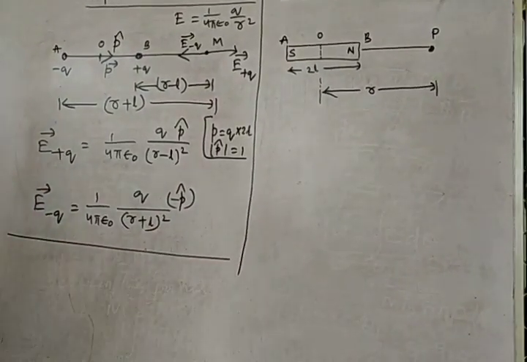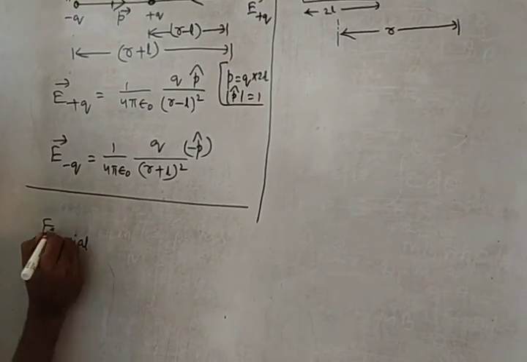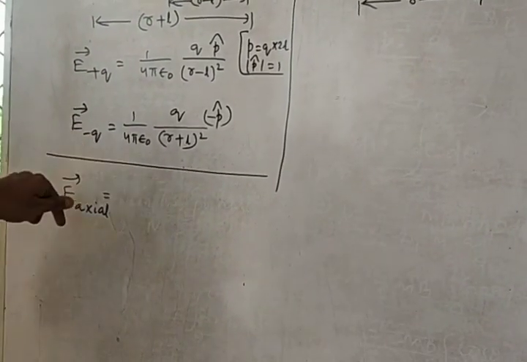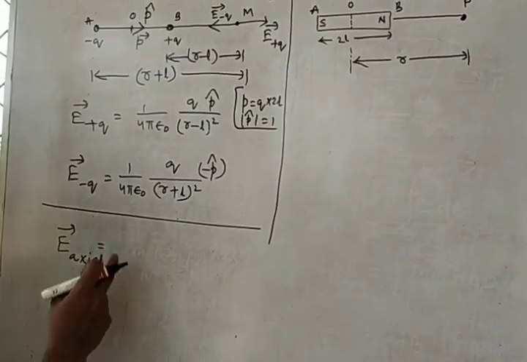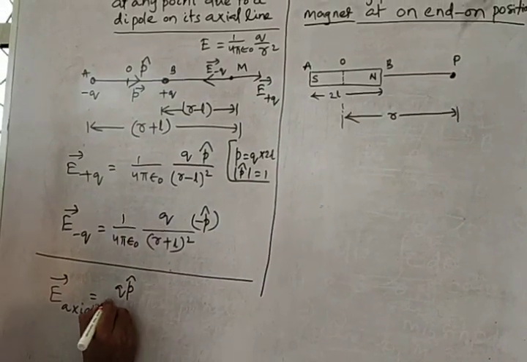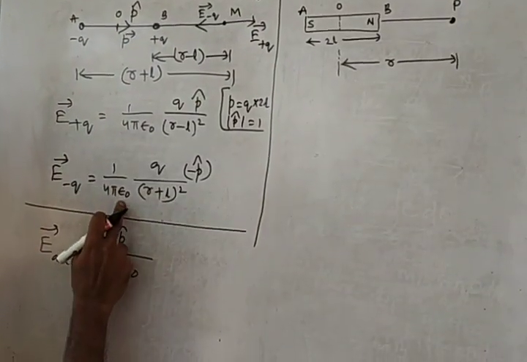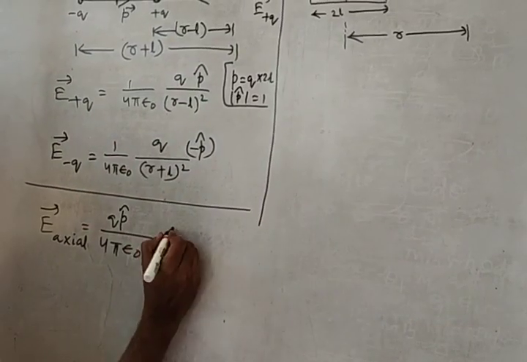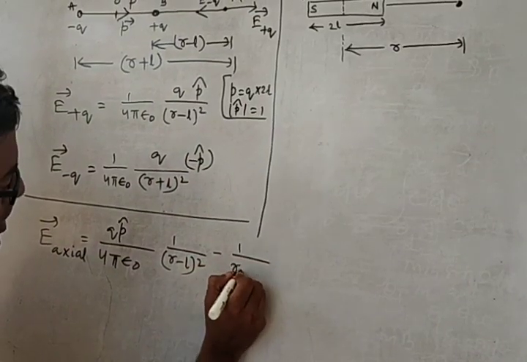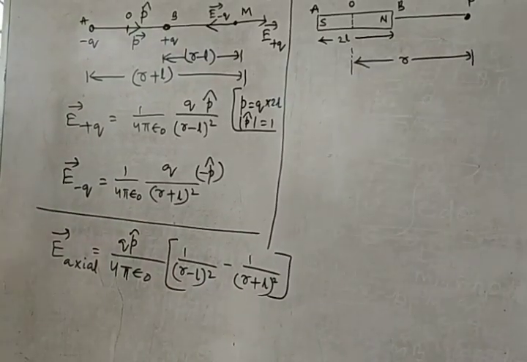Now things are very easy. Now what can we do? You have to find E axial, because I want to find the net electric field intensity due to both the charges, plus Q and minus Q. That's why I have to add them. If you observe these two equations, you will find Q P cap by 4 pi epsilon 0 is common. Now I will take 1 by R minus L whole square minus 1 by R plus L whole square. So this is the expression.